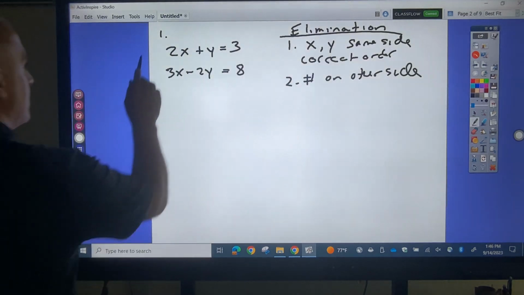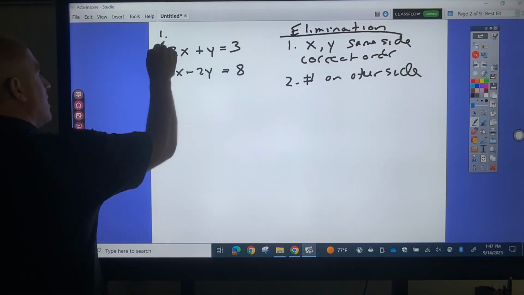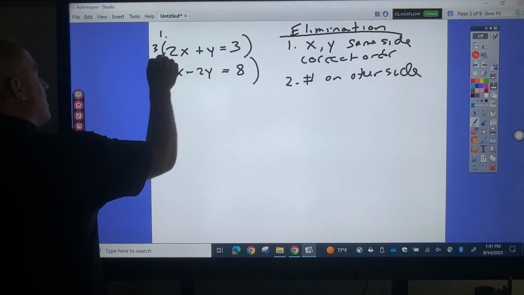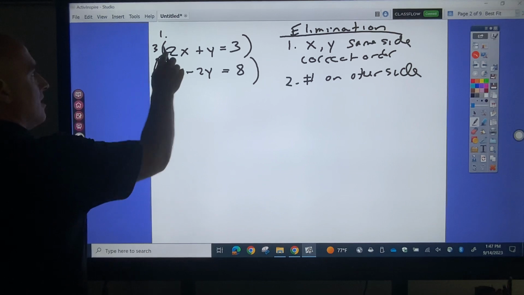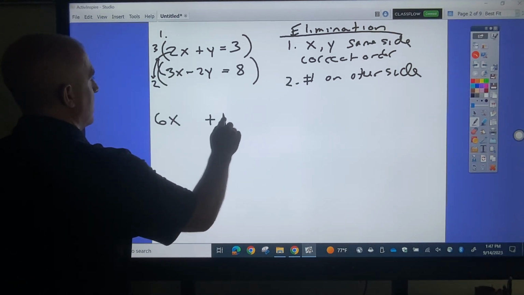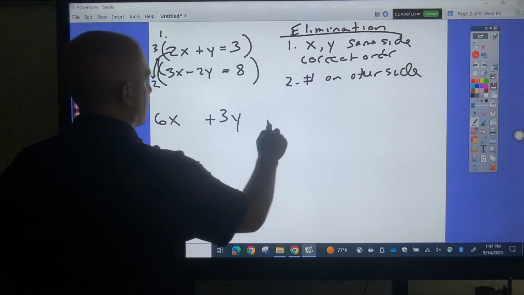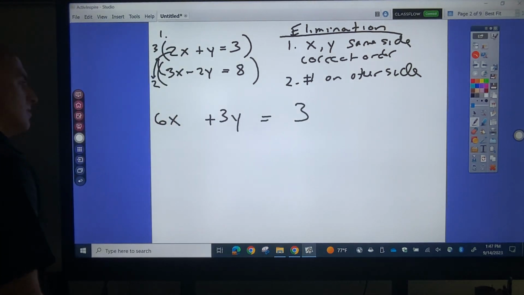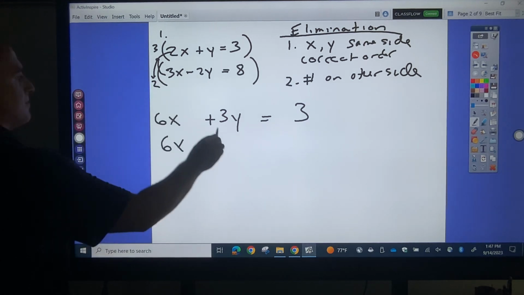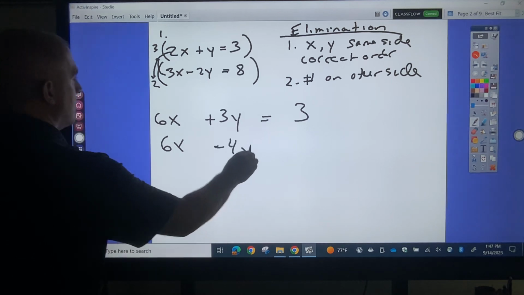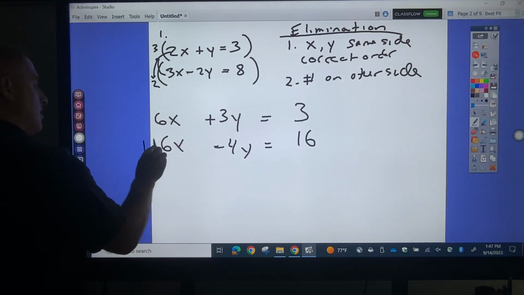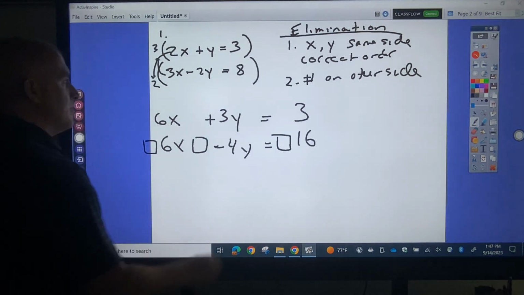If there's not, whatever is here, I'm going to multiply everything by that, and whatever is here, I'm going to multiply everything by that. So I'm going to write 6x, and I'm going to leave a big space, and I'll tell you why in a second. 3y equals 3. Now, I multiply that. That's 6x. This times this is -4y. This times this is 8, which is 16. Now, I'm going to put an extra box here.